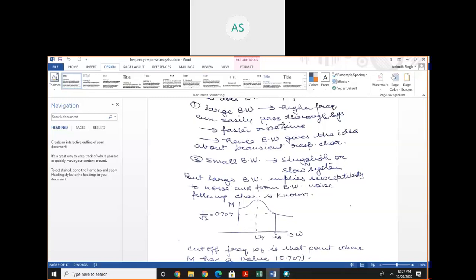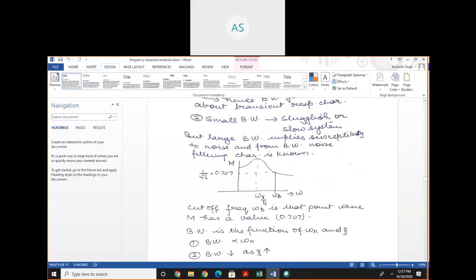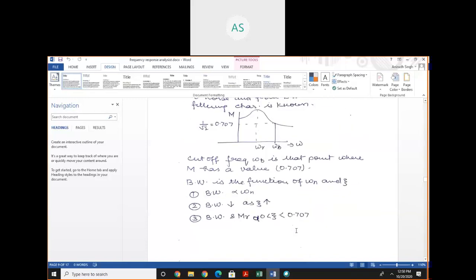Small bandwidth means the value of omega n is small, TR is large, so it is a sluggish or slow system. But large bandwidth means susceptibility to noise. It means if there is large bandwidth, noise is also passed through the system. So we can say that bandwidth gives the noise filtering characteristic as well.